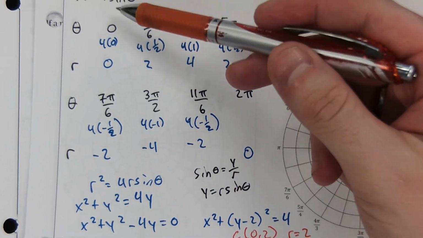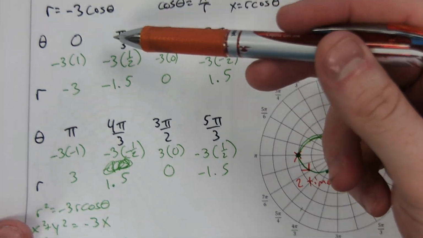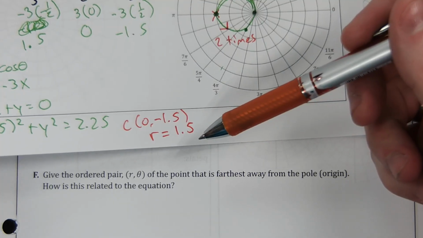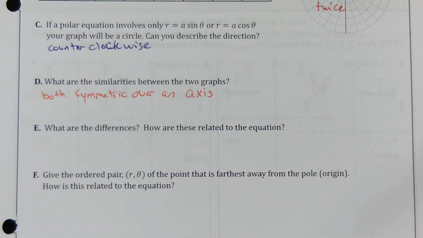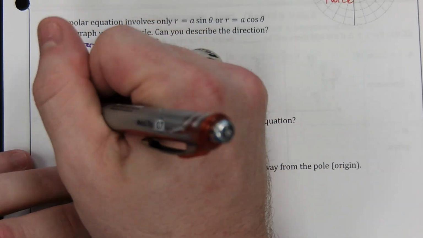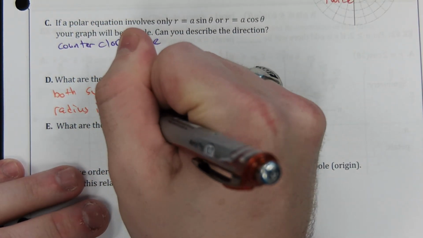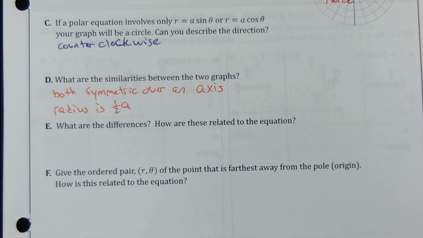This had a 4 on the front. Its radius was 2. This had a 3 on the front. Its radius was 1.5. What's the size of the radius? Half of that number that sits on the front. So if it's an A, then the radius is half of A. Yeah, the diameter is A. Yeah, the radius is half of A.